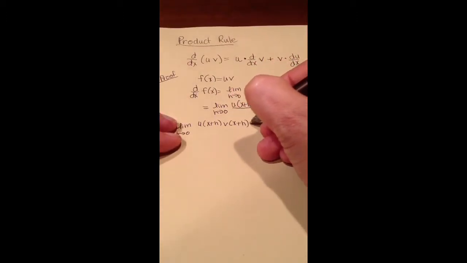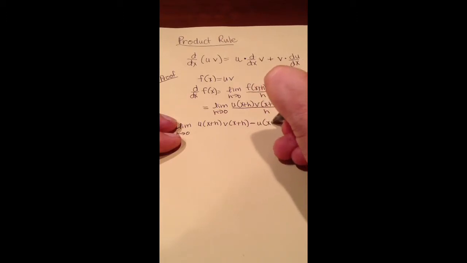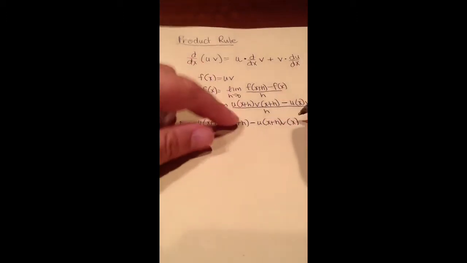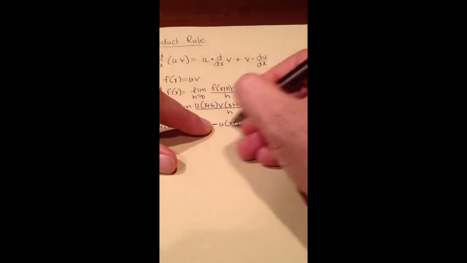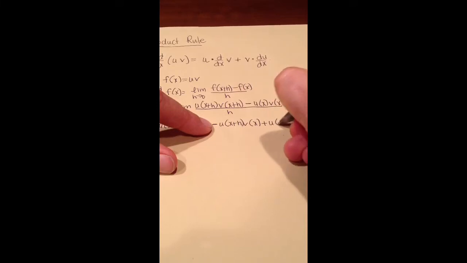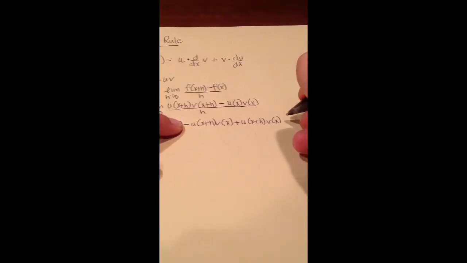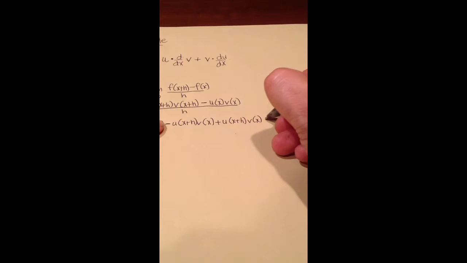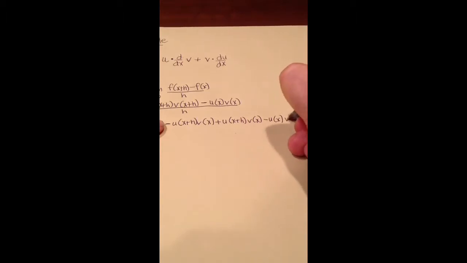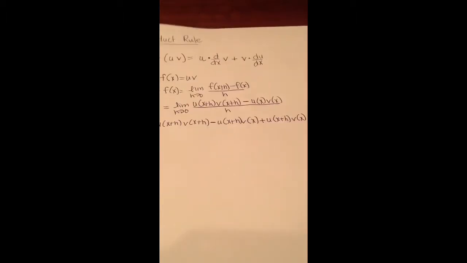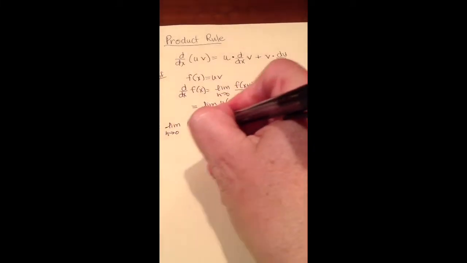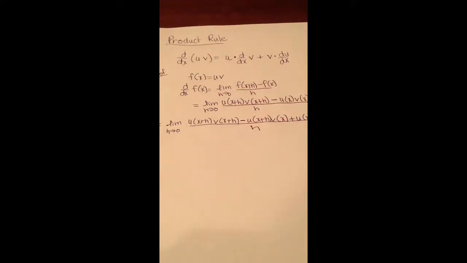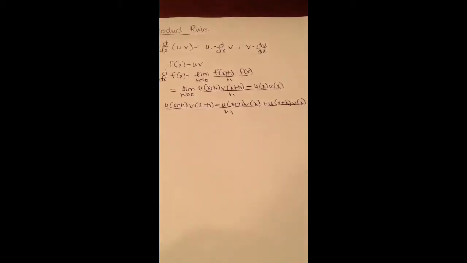Now this part is new. I'm going to subtract u of x plus h times v of x. Now if I subtract something, it is legal if I just add that same value. It doesn't change the value of the expression in the numerator at all. So I've just subtracted it and now I'm adding it. Then I'm going to subtract this value, which is minus u of x, v of x. Okay, so this is all over h.